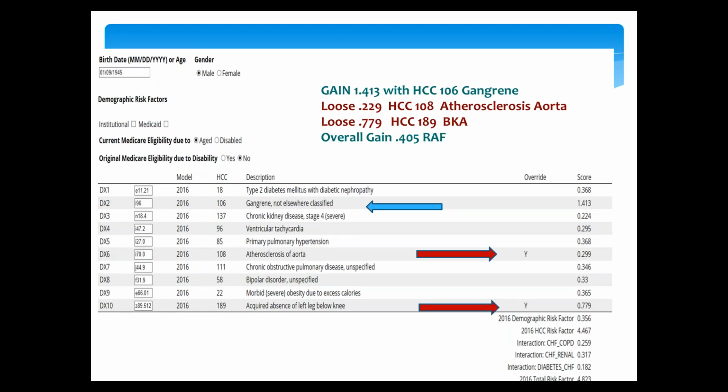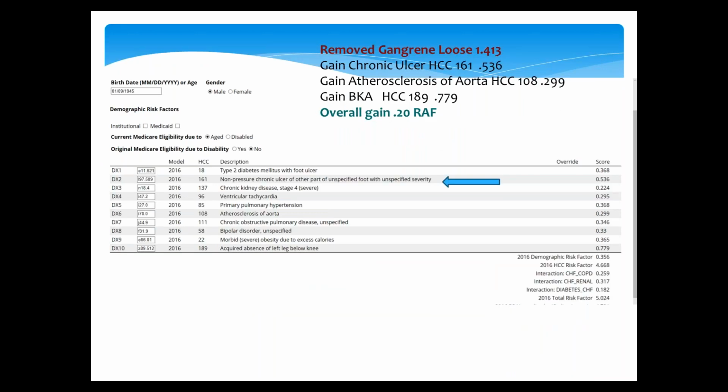So I want to show a couple examples of what can happen if you just change things around a little bit. Well, this patient had gangrene, and they forgot to list it. So we put gangrene in. We get a 1.413 for that. However, now what gangrene does is it trumps our atherosclerosis of the aorta and our acquired absence of the left leg, or BKA. So basically, we gain the 1.413 with the gangrene, but then we lost 0.229 and 0.779. But overall, by adding the gangrene, we actually increased the risk score by 0.405.